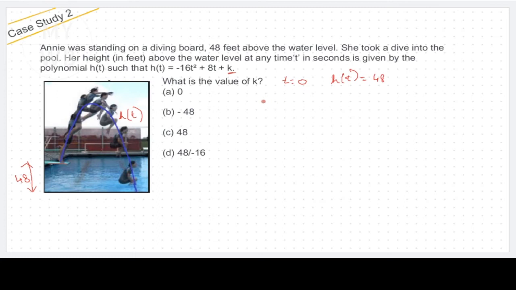Let's substitute t as 0 in h of t. H of 0 is 48. So minus 16 into 0 plus 8 into 0 plus k is equal to 48. Both the terms are 0, so k will be 48. So the constant k is 48. Option C is the correct answer.